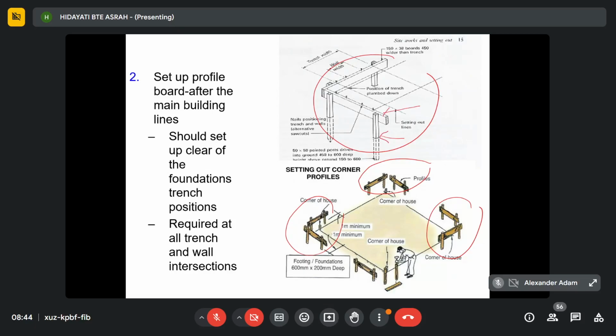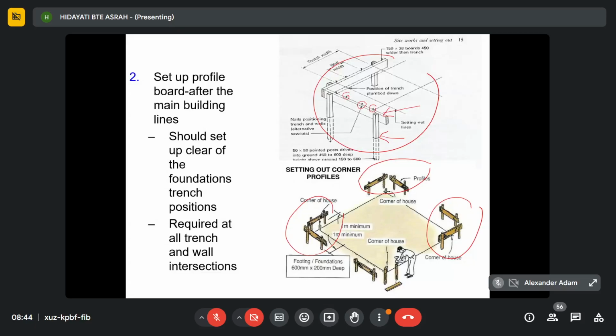Board panel, start peg, and also there are nails. Nails are placed on top of the board panel for you to set up the size of the trench, wall, and so on.